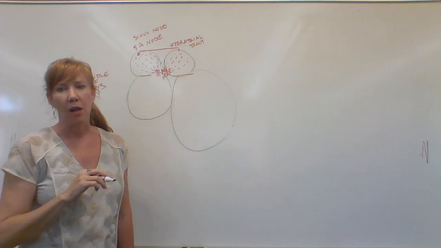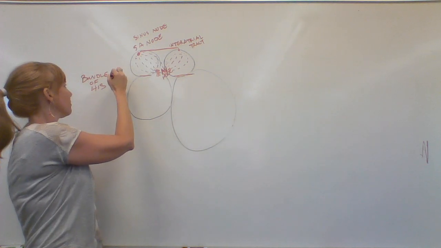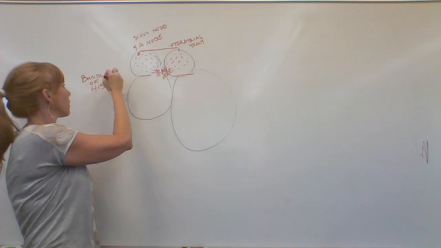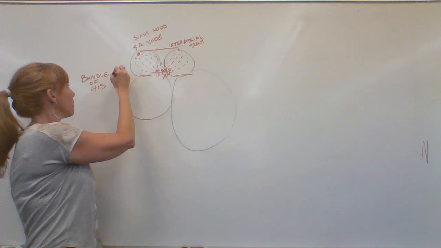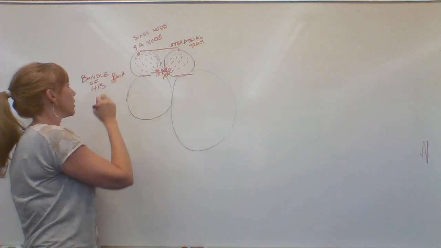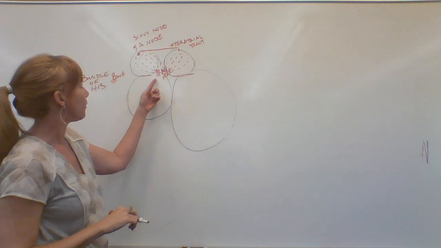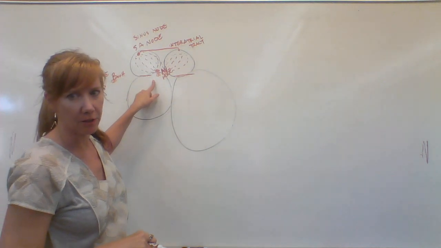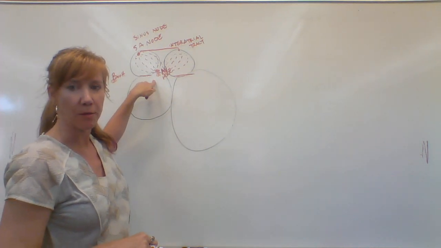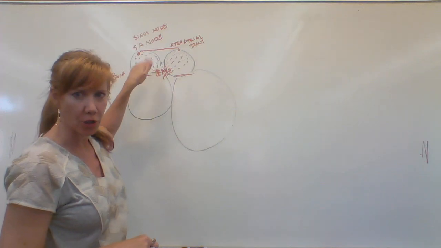So sometimes we just call it the B of H. So these little fibers, like little octopus legs hanging down, bundle of His. Its job is to accelerate the electricity and start shooting it down.